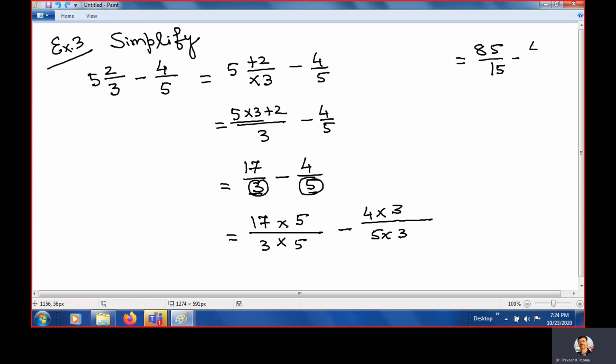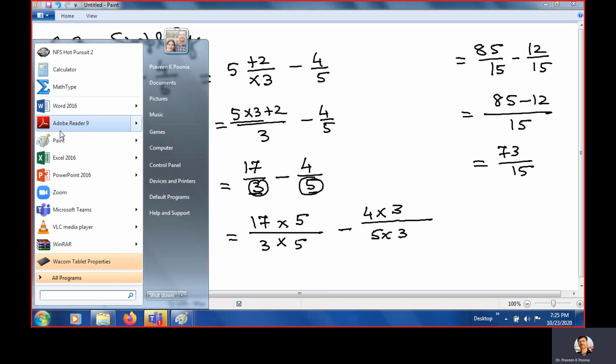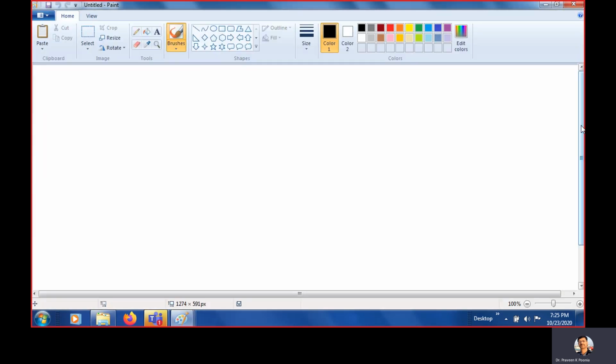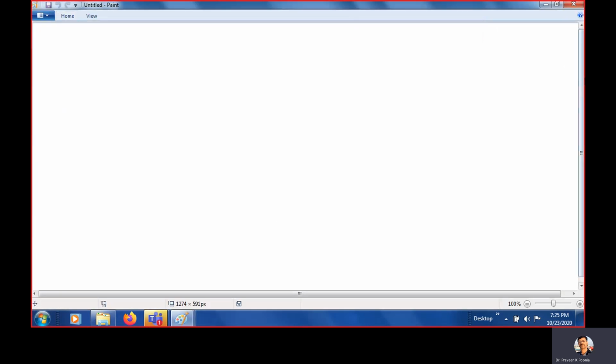4 times 3 is 12 upon 15. So 15 is the LCM. It is 85 minus 12, and 85 minus 12 is 73 upon 15. Clear? You can make it in lowest terms if it is possible. So this is how we are doing addition and subtraction of fractions.